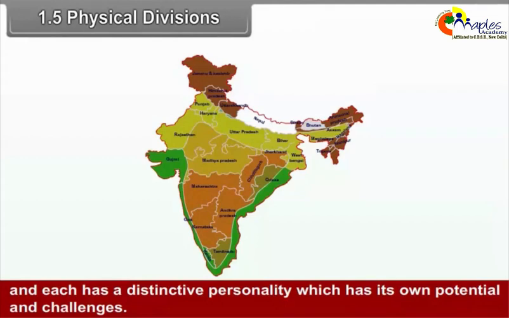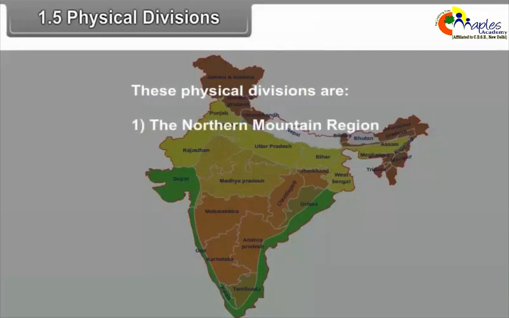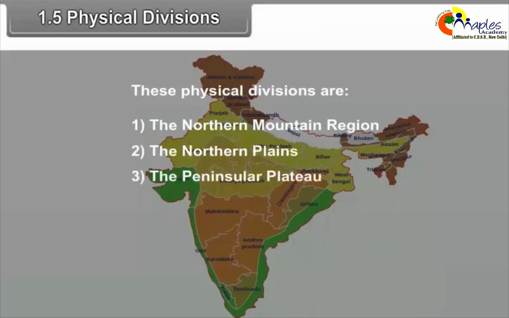and challenges. These physical divisions are: 1. The Northern Mountain Region, 2. The Northern Plains, 3. The Peninsular Plateau, 4. The Coastal Plains, 5. The Islands.